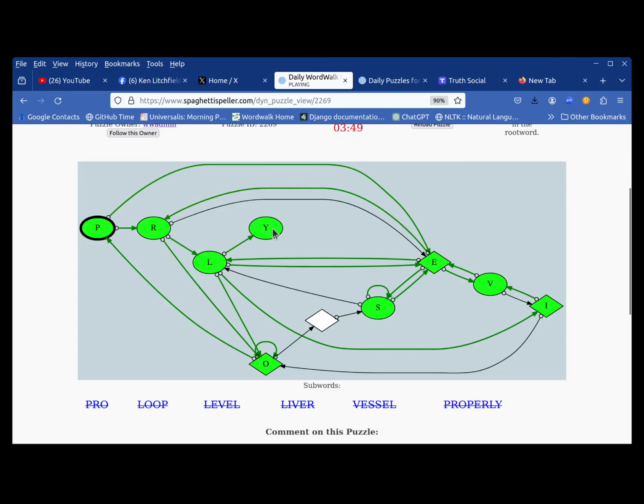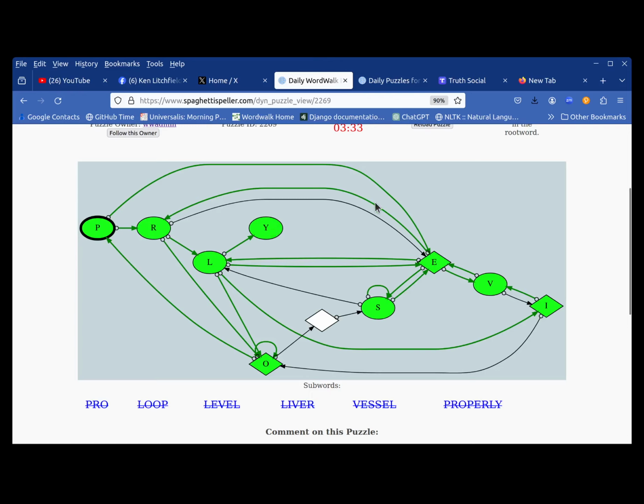Y is often indicated as what we call a sink in graph theory. It has arrows coming into it, but rarely does it have any arrows coming out. Quite often it's standing all by itself with one or more arrows coming into it. All right, that's all the subwords.